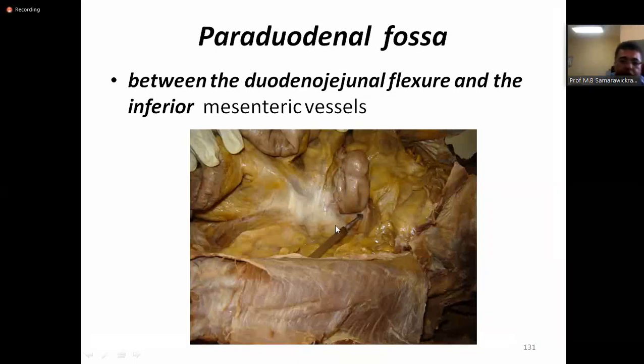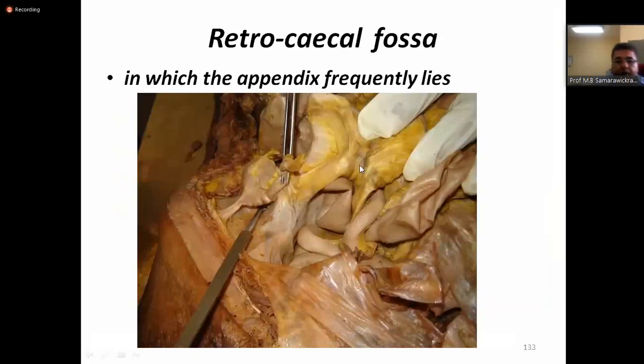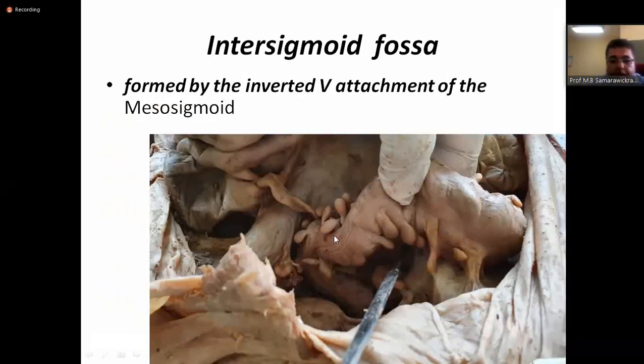There are four of them: retroduodenal, paraduodenal, and supra- and infraduodenal fossae. You don't see all the fossae in every individual. So this is a retroduodenal fossa. Clearly you can see. And around the cecum again you get the retrocecal recess like this. And behind the sigmoid colon, you see the retrosigmoid recess.